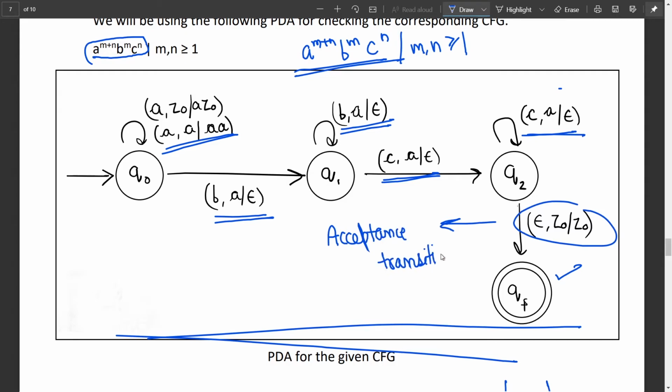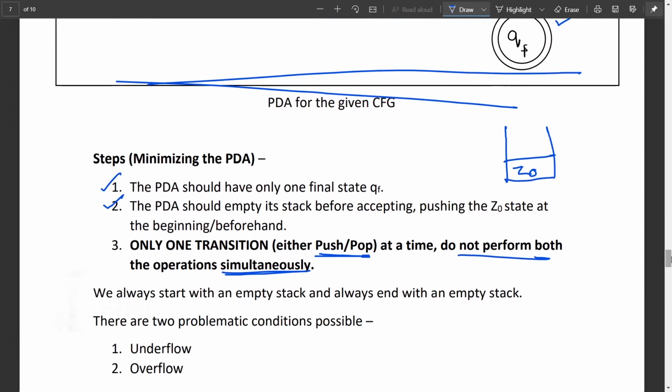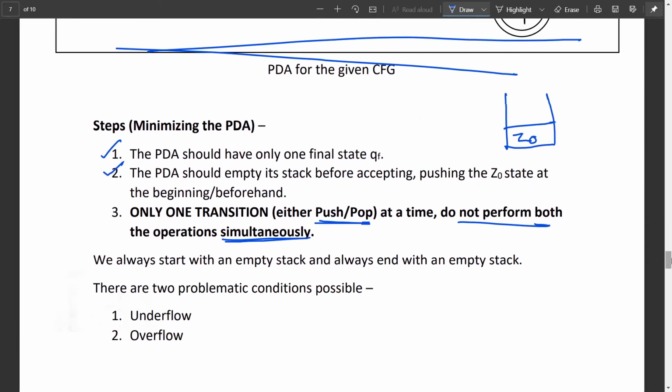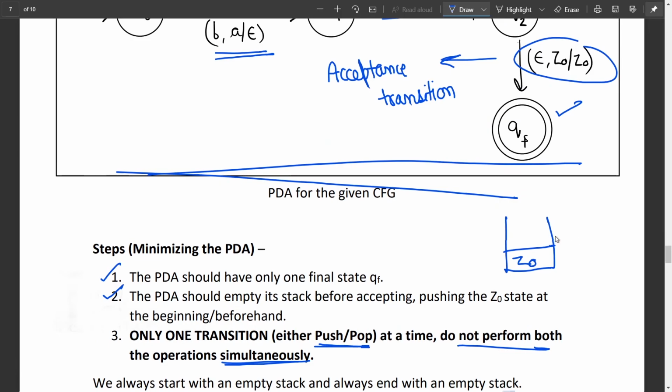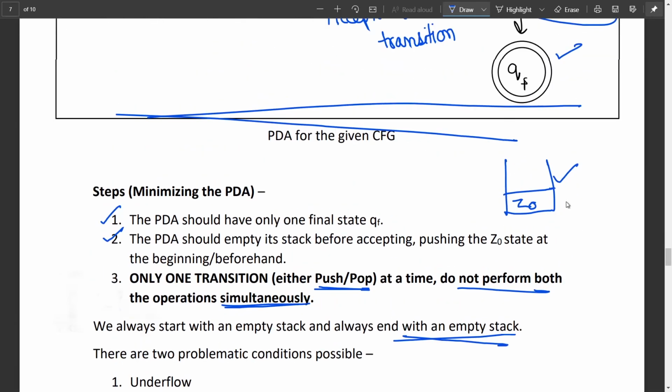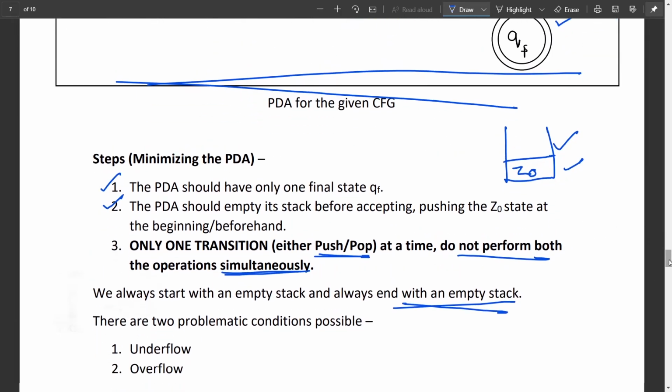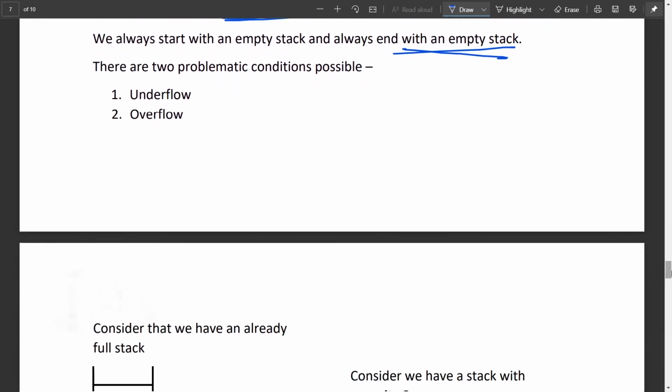So we can see that all of the conditions are met, so hence our PDA is already minimized or optimized. But there are still two conditions that we have to check. This is the same thing, that we always start with this thing and we always end on this thing. So we also have to make sure of that. So there are two problems, underflow and overflow.